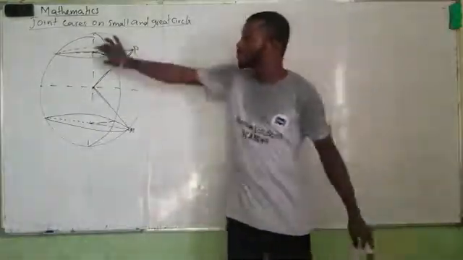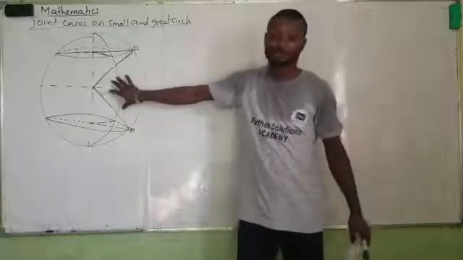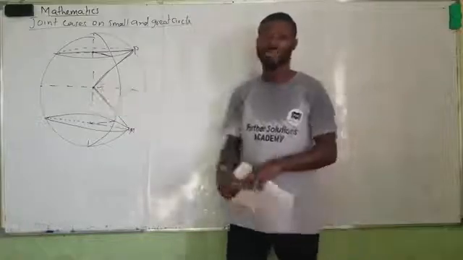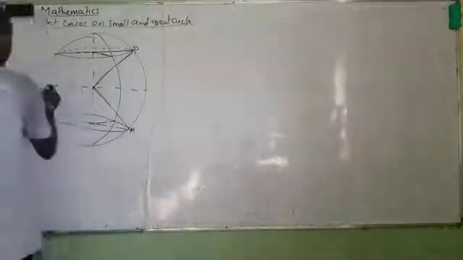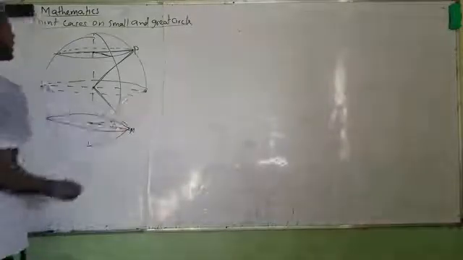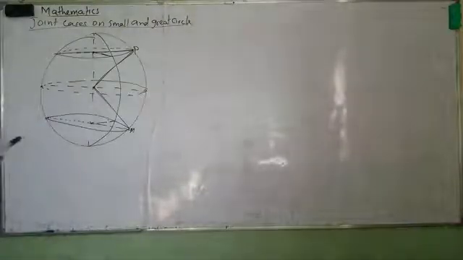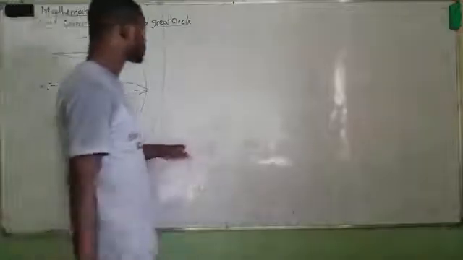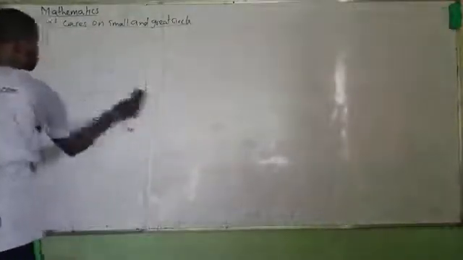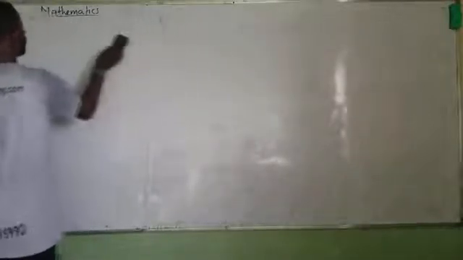This is small circle and what? Great circle. This is great circle. We call it a great circle, which is also known as equator. Now, that is what we are going to be working on as far as this video is concerned. Permit me, I have some questions there that will help us to illustrate that very well.